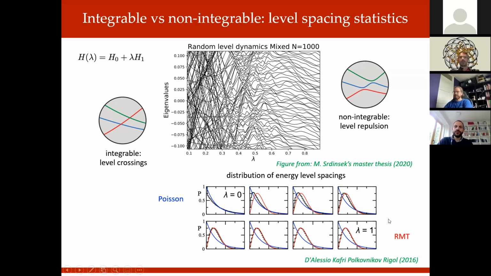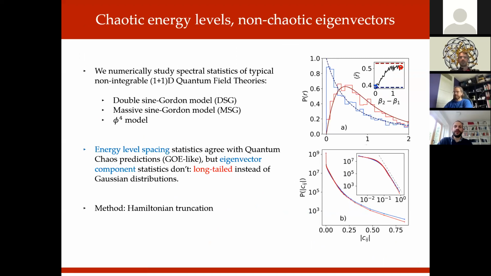And we wanted to check that in a set of models that describe 1+1 dimensional quantum field theories. So for those who don't know what these models are, the names may sound familiar to you, like the double sine-Gordon model, the massive sine-Gordon model, and the phi-fourth model. These are nothing but one-dimensional bosonic field theories that are continuous. So there is no lattice here.